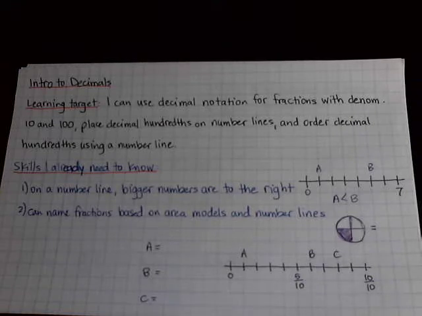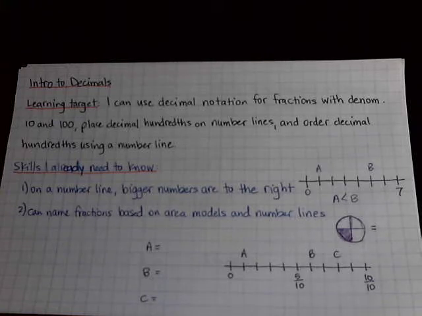And then the other one is that I can place decimal hundredths on number lines and order decimal hundredths using a number line. So lots of different things, but basically just an understanding that we can use decimal notations with tenths and hundredths, that we can use number lines to show where decimals belong, and that we can recognize which decimals are maybe bigger or smaller than other ones.